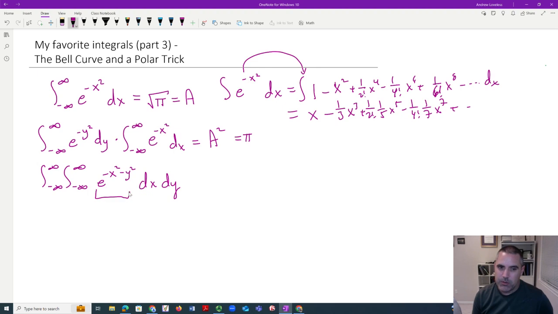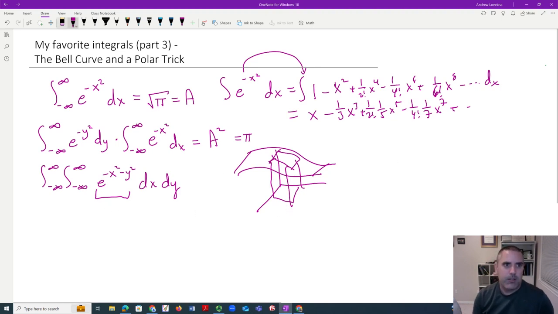And there's two things about this. This represents a surface, something that's above the ground. I always just draw the same flying carpet, even though this actually is going to look like a bell curve in 3D. And then they give you a region on the ground, and your goal with double integrals is to find the volume between the region on the ground and the surface. Now in this case, the region on the ground is everything. It's the entire xy plane.